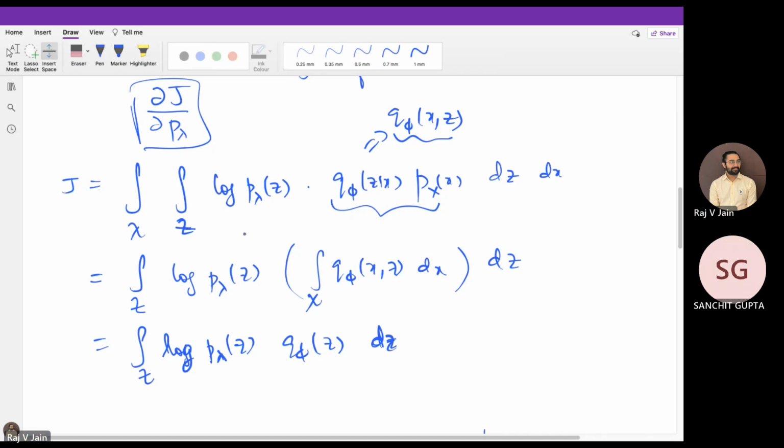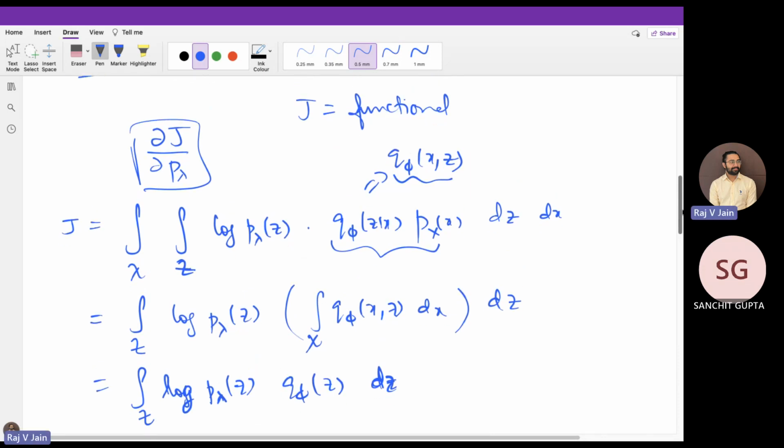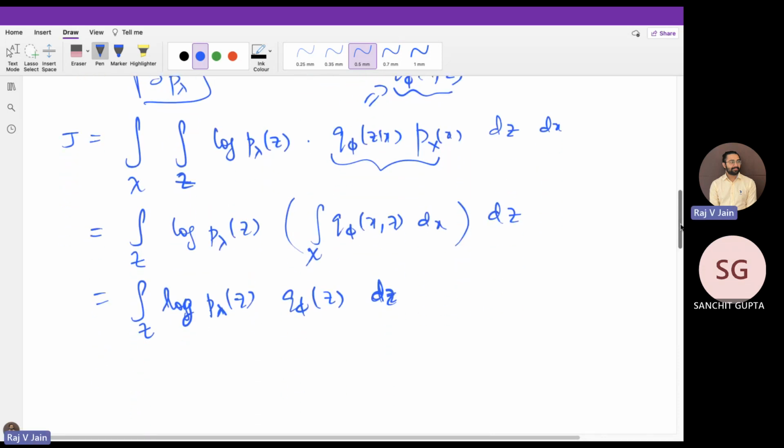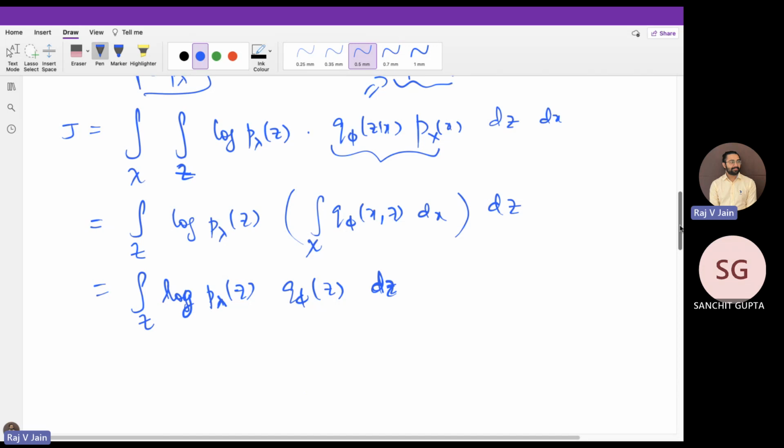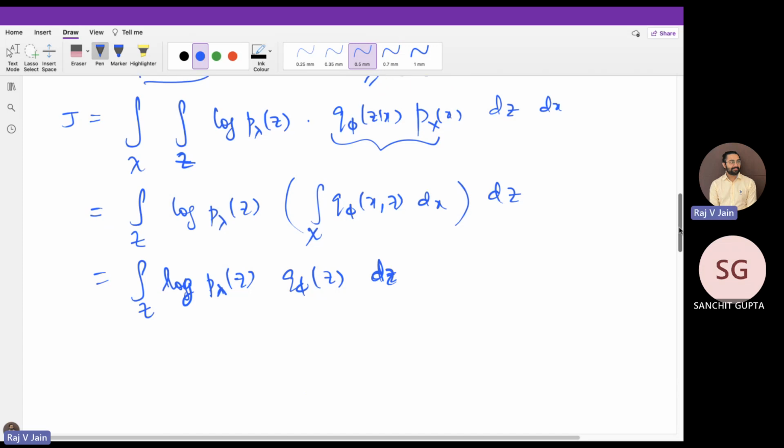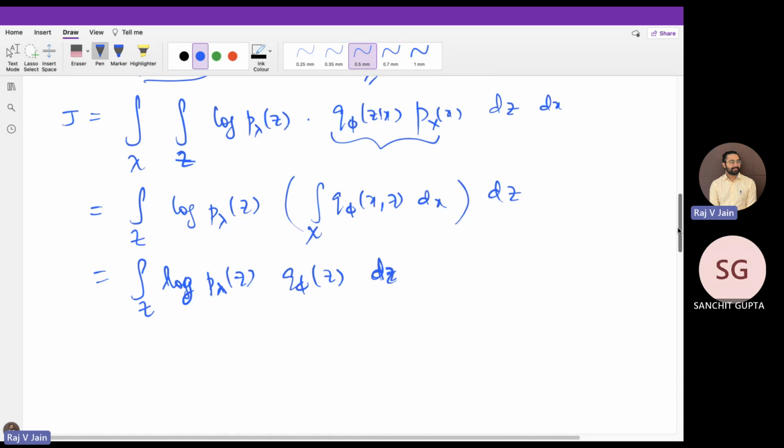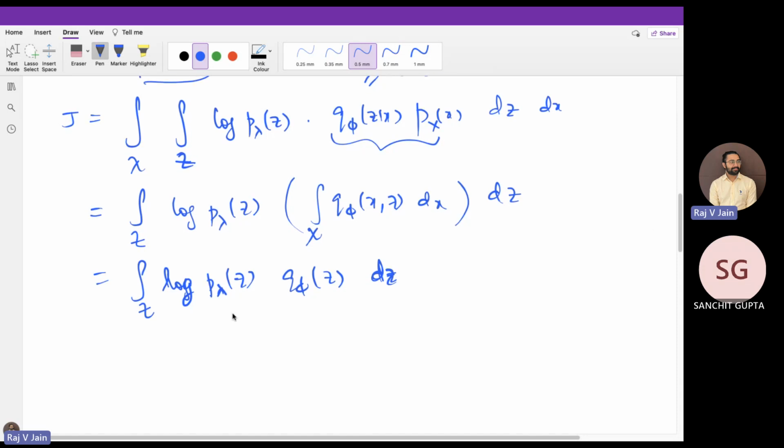So your question is, if I do dou J by dou lambda, will I get an optimal solution for P lambda? No. There's something special about P lambda which still needs to be put in: the constraint that P lambda is greater than 0.